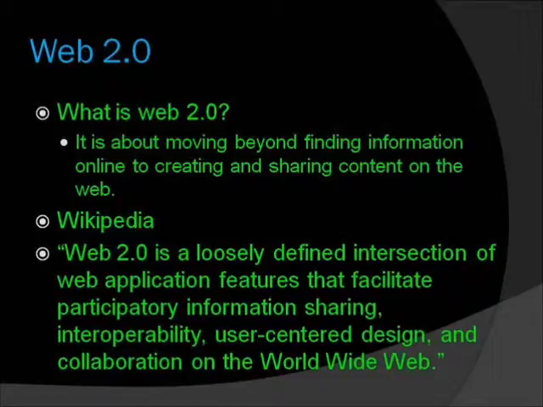I thought it was kind of interesting and ironic to include the definition from Wikipedia. Wikipedia's definition is that Web 2.0 is a loosely defined intersection of web application features that facilitate participatory information sharing, interoperability, user-centered design, and collaboration on the World Wide Web. It goes on to state that a Web 2.0 site allows users to interact and collaborate with each other in a social media dialogue as creators of user-generated content in a virtual community, in contrast to websites where users are limited to the passive viewing of content that was created for them. So, again, I thought it was interesting that a Web 2.0 tool like Wikipedia has a definition for Web 2.0.